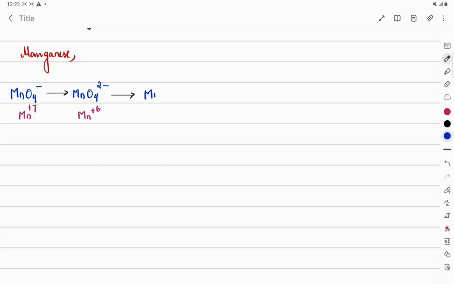The next species is MnO2 minus, in which Mn will be in +5 oxidation state. Next species is Mn3 plus. And then you will have Mn2 plus, and finally Mn in 0 oxidation state.